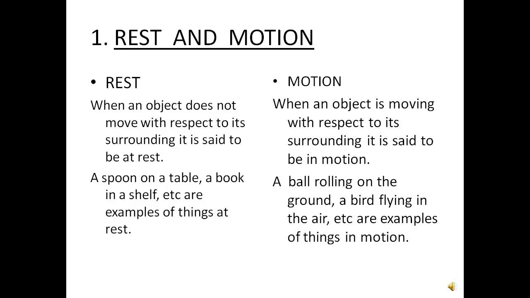When an object is not moving with respect to its surroundings, it is said to be at rest. A spoon on a table, a book in a shelf, etc. are examples of things at rest. Motion is when an object is moving with respect to its surroundings. Example, a ball rolling on the ground, a bird flying in the air, etc.